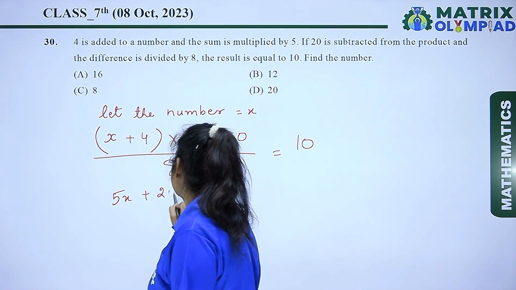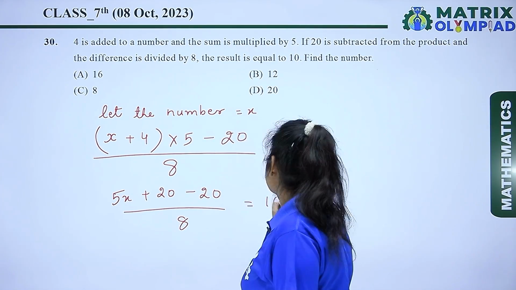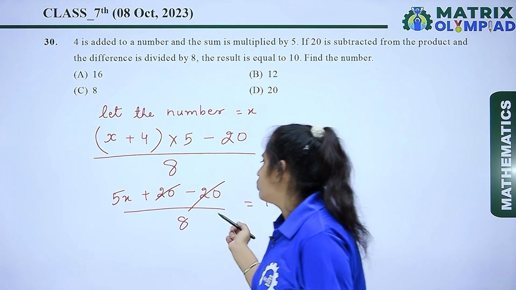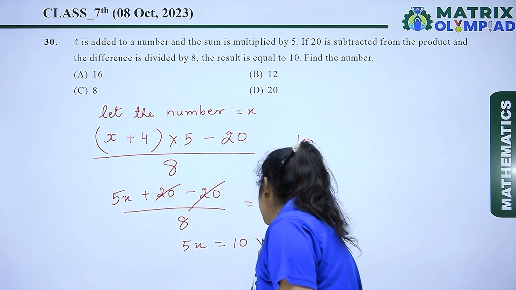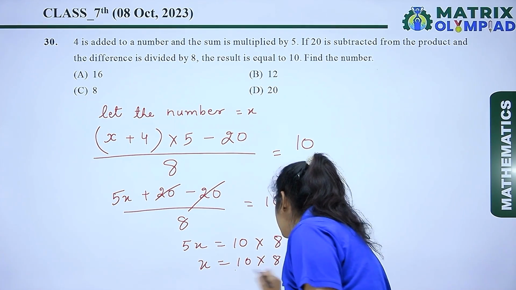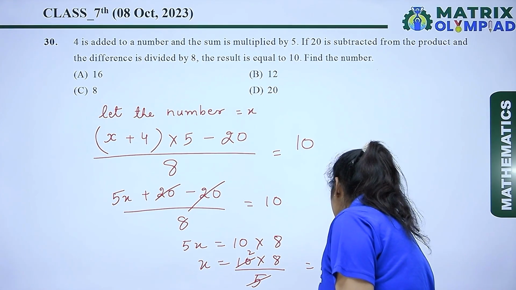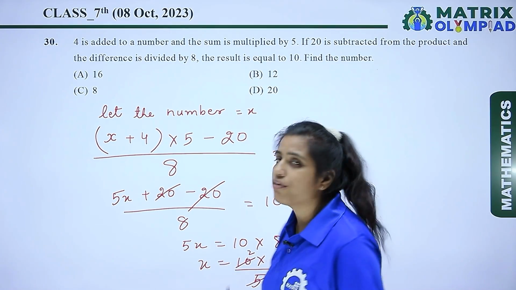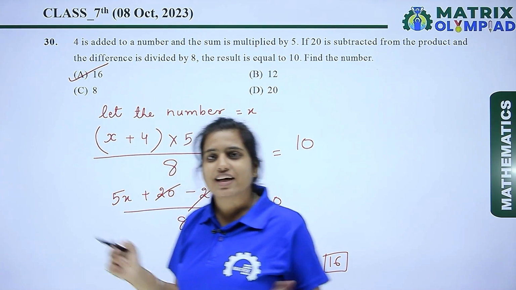5x plus 20 minus 20, divided by 8, equal to 10. So here 20 and 20 cancel. Plus 20 minus 20 is 0. 5x equal to 10 multiplied by 8. Here x is equal to 10 multiplied by 8 divided by 5. After doing simplest form, we get 2 multiplied by 8, which is 16. So the value of x is 16. Option A is the correct answer.